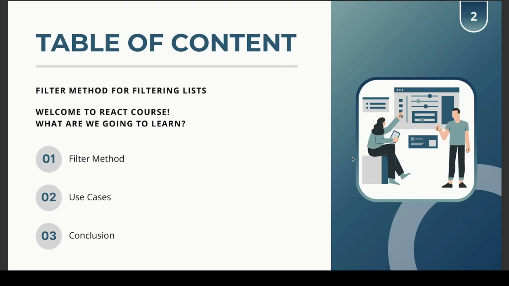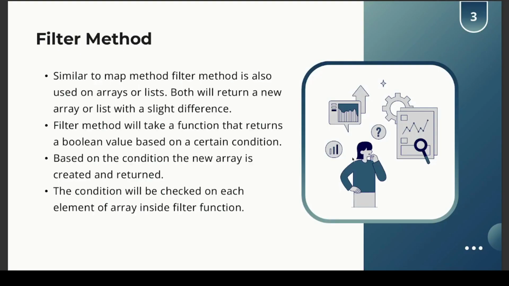Today we are going to see what the filter method is, together with its use cases. As in the previous lecture, we learned about the map method, and filter is similar to the map method but with some differences. It is also applied on arrays and lists, and both return a new array or list with a slight difference. The filter method takes a function that returns a boolean value or a condition.